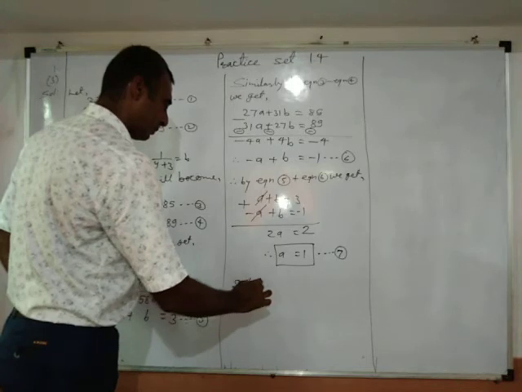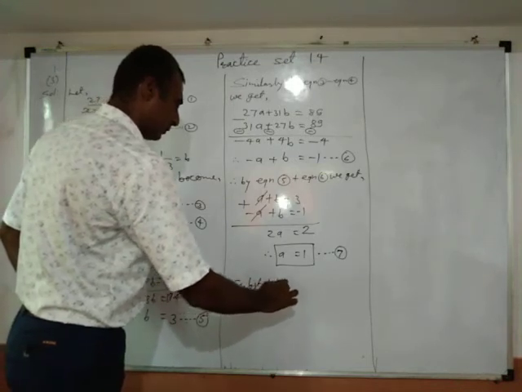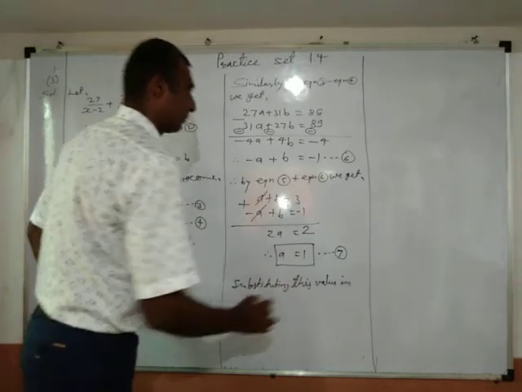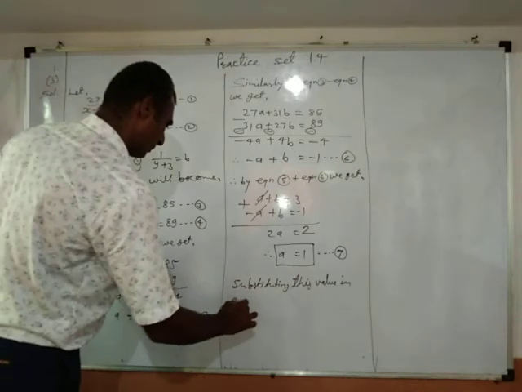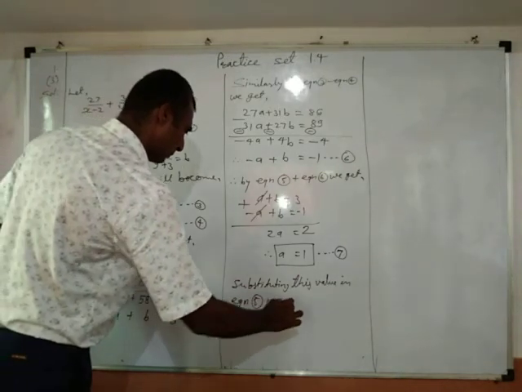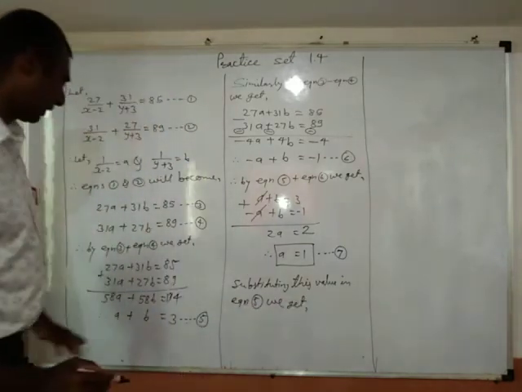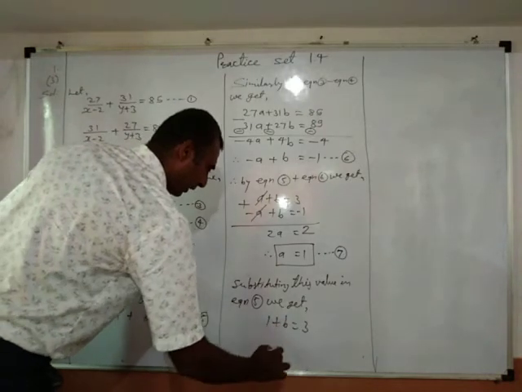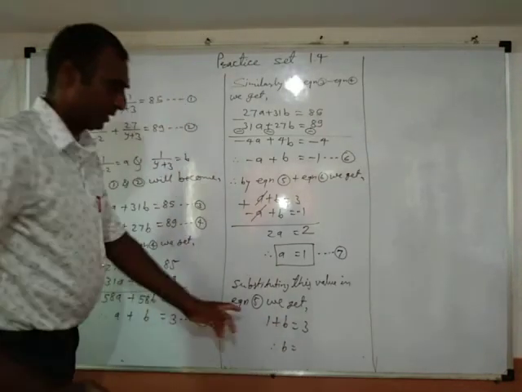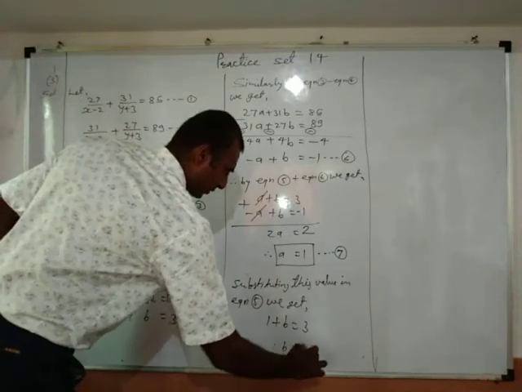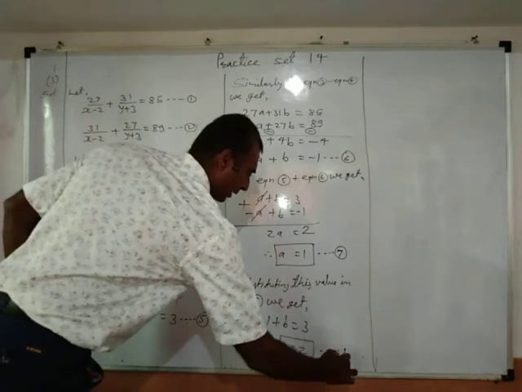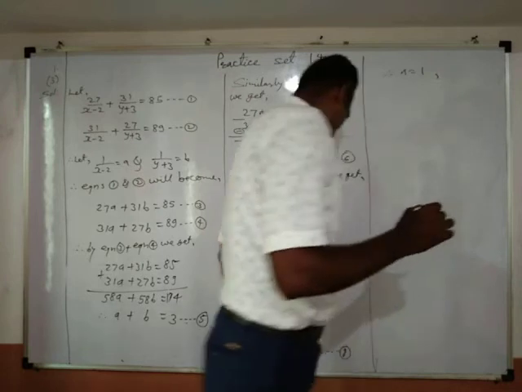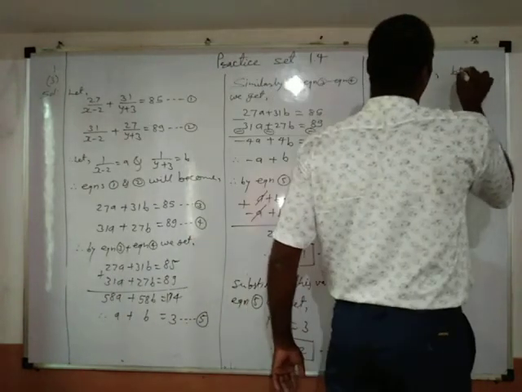Substituting this value in equation 5, we get, let's see what we get. A plus b equal to 3 means 1 plus b equal to 3, and therefore b will be 3 minus 1, and 3 minus 1 is 2. Okay, equation 8. And therefore a equal to 1 and b equal to 2.